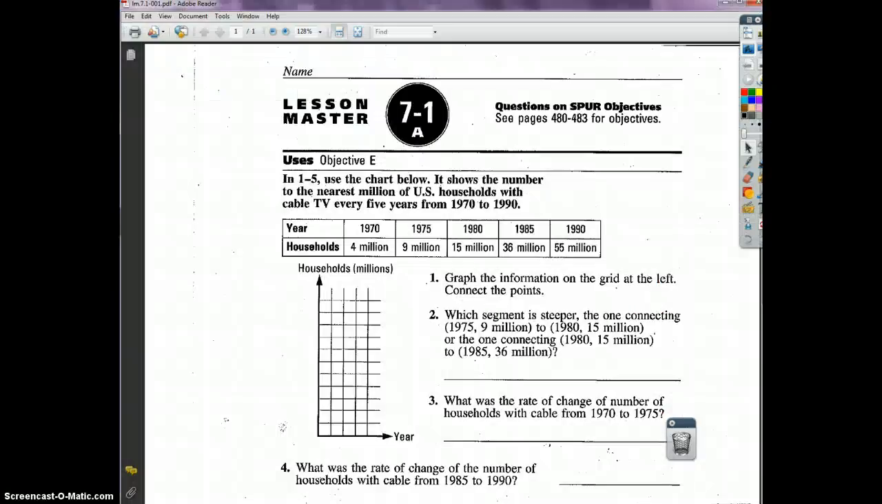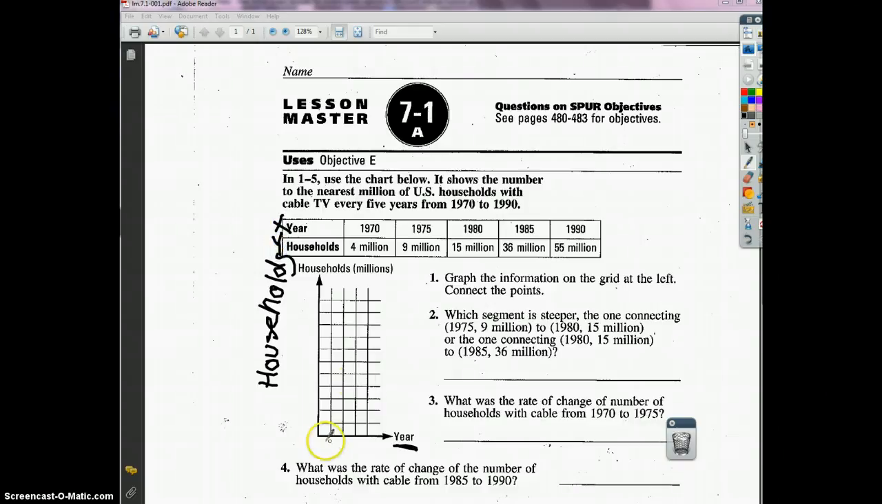Alright, so today it says use the chart below. It shows the number to the nearest million of U.S. households with cable TV every 5 years from 1970 to 1990. So what you are going to do is have years down here and households over here. So this is your X and this is your Y.